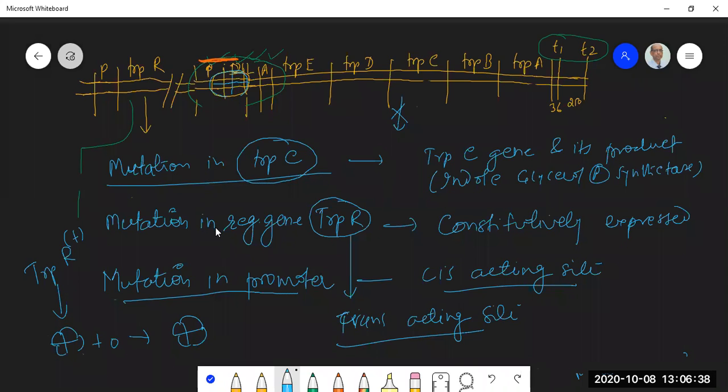Otherwise, when trpR is mutant, irrespective of tryptophan's presence or absence, the operon was going to be continuously expressed, that means constitutively expressed. You can take similar examples when there is a mutation in T1 and in T2. What is going to happen? These T1 and T2 sites are also cis-acting sites.